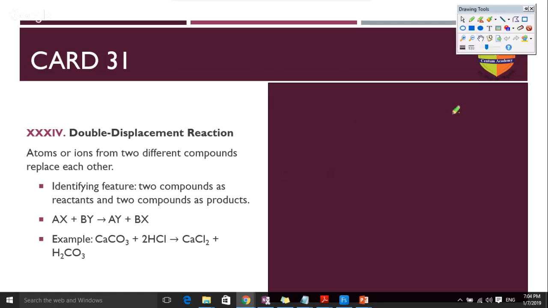Now coming back to our double displacement reaction, you'll find that atoms or ions from two different compounds can replace each other, and of course, how do we identify that there are two compounds as reactants and two compounds as products?